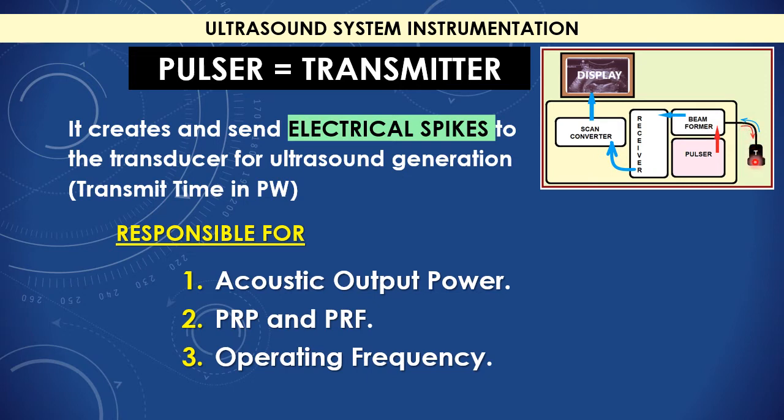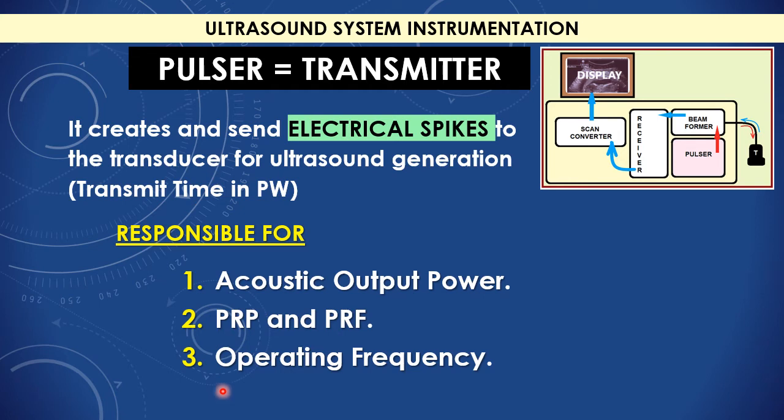These electric spikes are responsible for what? For acoustic output power. The output power, that's the sound power that's delivered from the transducer. The PRP and PRF, these are the pulse repetition period and pulse repetition frequency. Also it is responsible for the operating frequency.